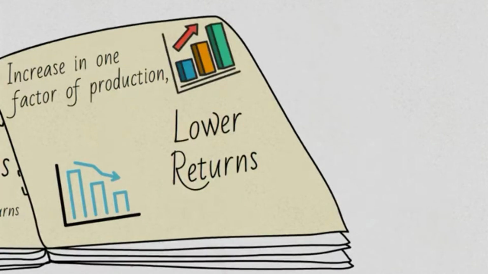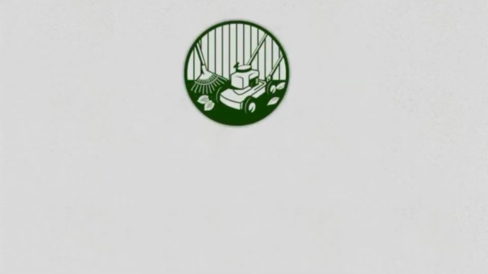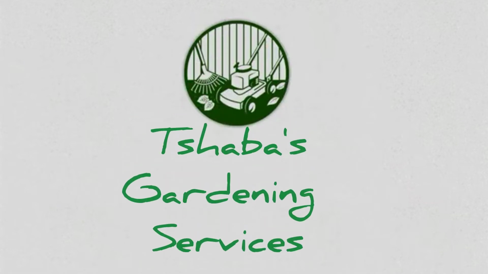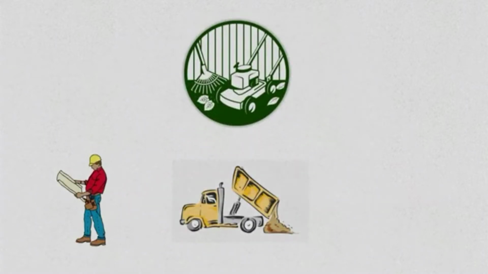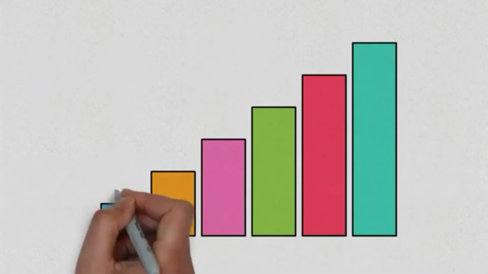Let us see an example. So let's say, for example, we are owning a gardening service known as Shaba's Gardening Service. We have 1 unit of labor doing all the work and 1 truck as our capital and some equipment needed to do the gardening services. So let's see an example of how diminishing returns occur in our business.